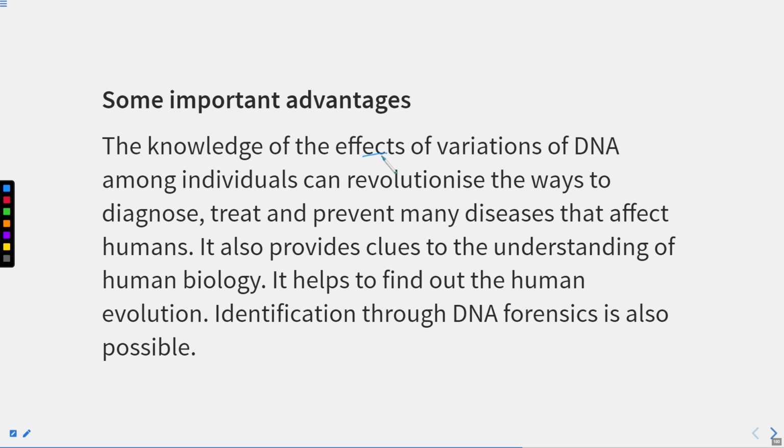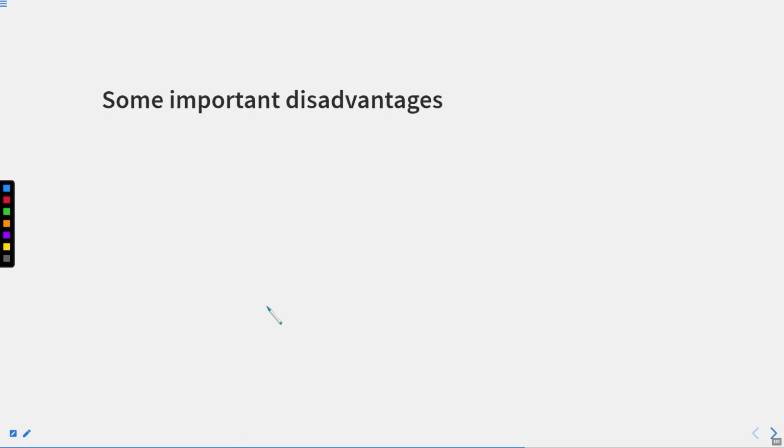Now, the knowledge of the effects of variations of DNA among individuals can revolutionize the ways to diagnose, treat, and prevent many diseases that affect humans. It also provides clues to the understanding of human biology, and it helps to find out human evolution. Identification through DNA forensics is also possible due to the sequencing of the human genome. Now, what are the disadvantages?